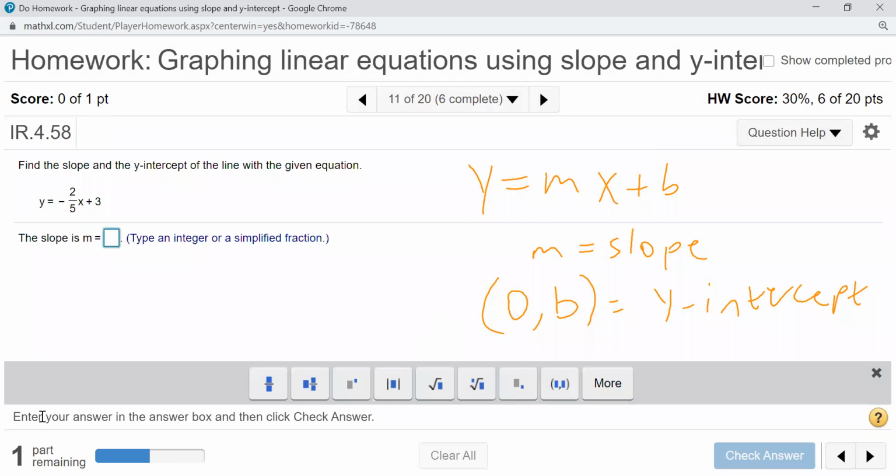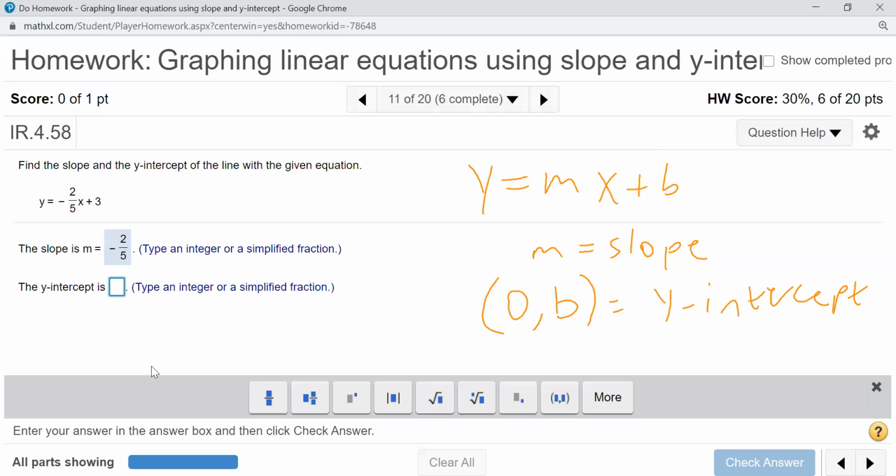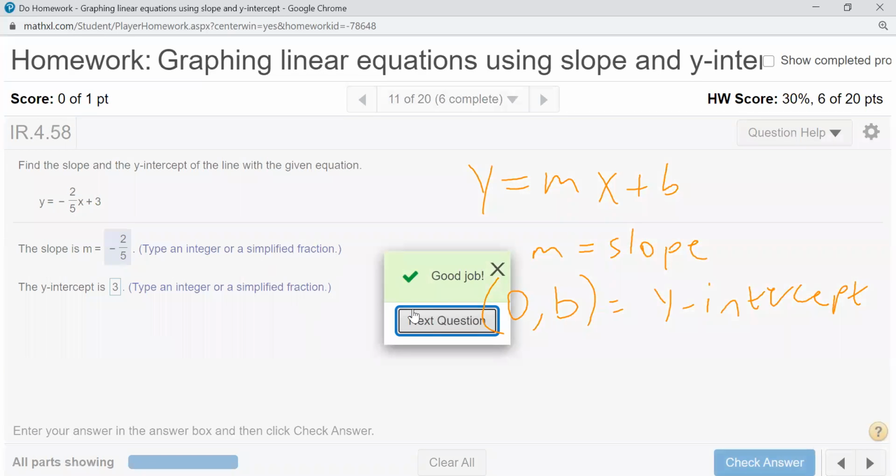So again, these are pretty straightforward. The slope now, negative 2/5. That means it's negative, so it's a falling line. And every 5 units I go to the right, the line falls 2 units. Rise over run. 3 is the y-intercept.